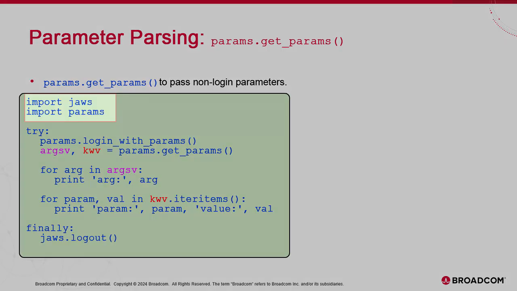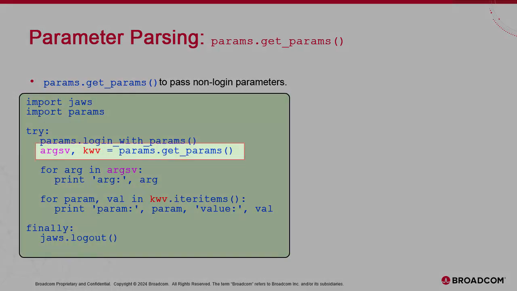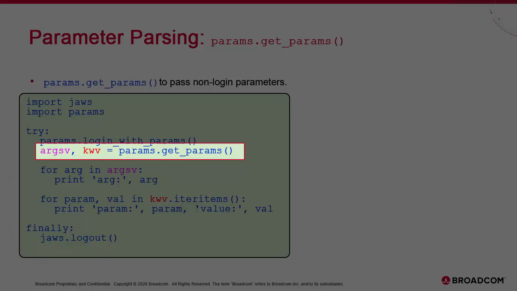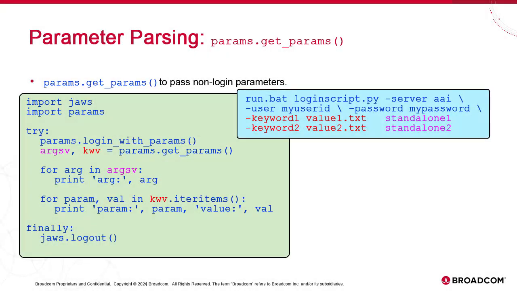We have a script. We import the JAWS and params modules. We're also using the params.loginwithparams command to log in, as we explained in the previous slide. Then we use the getParams command with two variables, argsv and kwv. The parameters will be submitted on the command line and stored in these two variables. Then we have two statements for each set of parameters. We'll display the value stored in argv from the arg methods as standalone parameters. We build a text string starting with arg : and then reference the standalone value through a for statement.